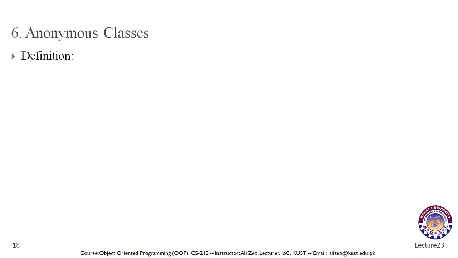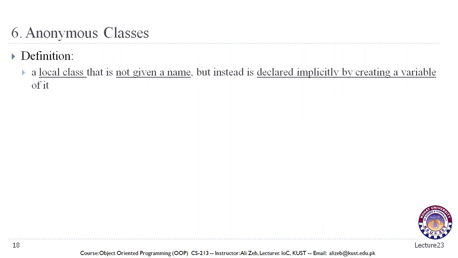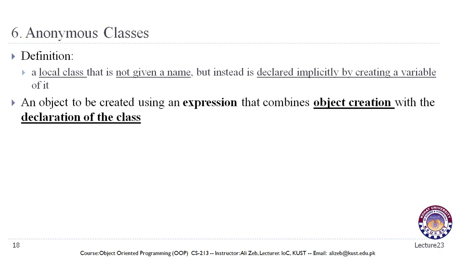Anonymous classes, by definition, are local classes that are not given a name but instead are declared implicitly by creating a variable of it. An object is created using an expression that combines object creation with the declaration of the class. Declare and instantiate a class at the same time.